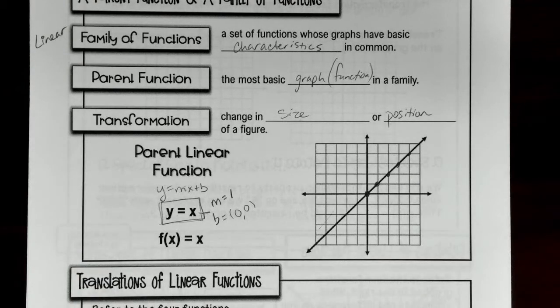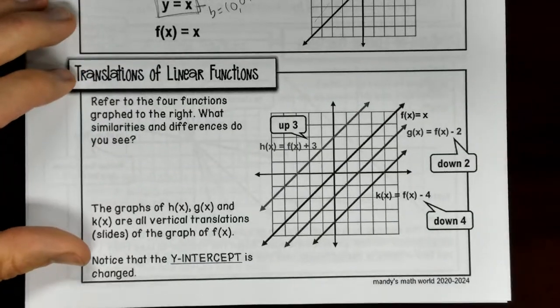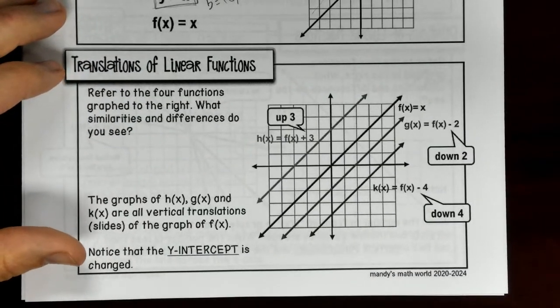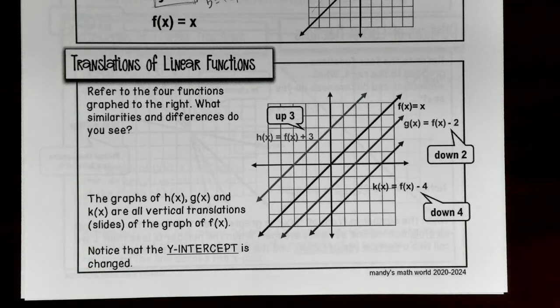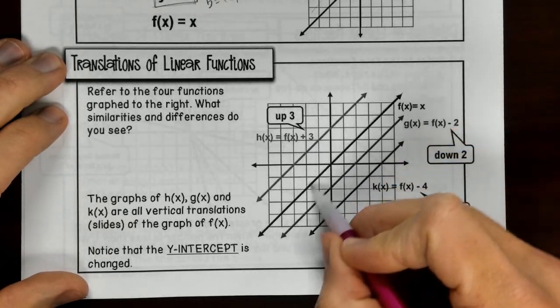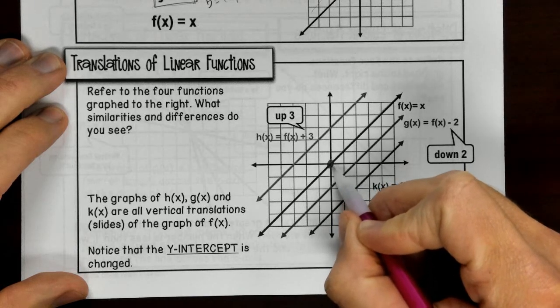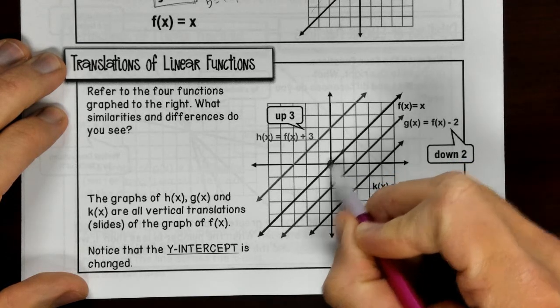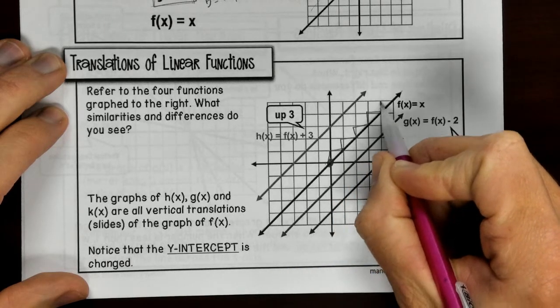So let's talk about our first transformation. Our first transformation is what we call translation. To translate means to move. So, translation of linear functions. We're going to move linear functions. I've graphed 4 lines for you here. This line right here is the parent function. It crosses the origin, and again, it's got a slope of 1. So up 1, over 1, up 1, over 1, up 1, over 1.